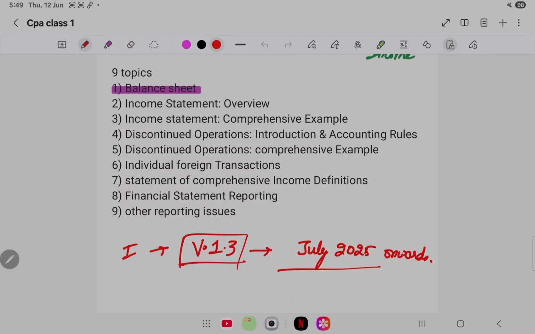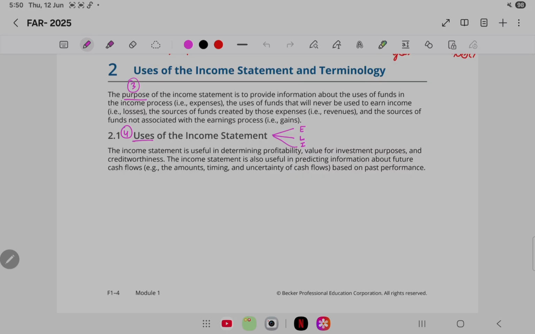Now we will start the second topic, income statement overview and the comprehensive example. We will take these two topics simultaneously. Now coming to the topic, uses of the income statement and terminology.